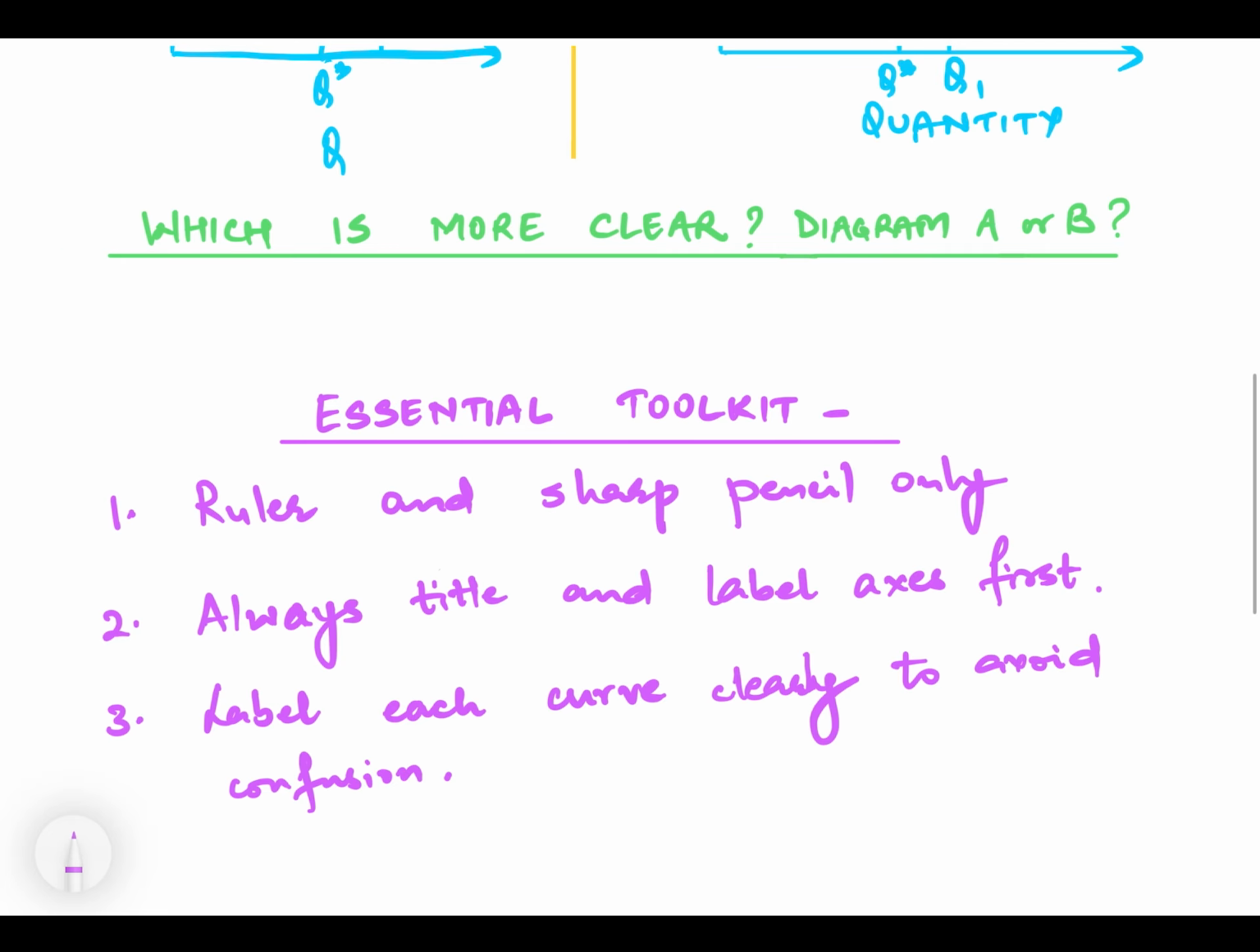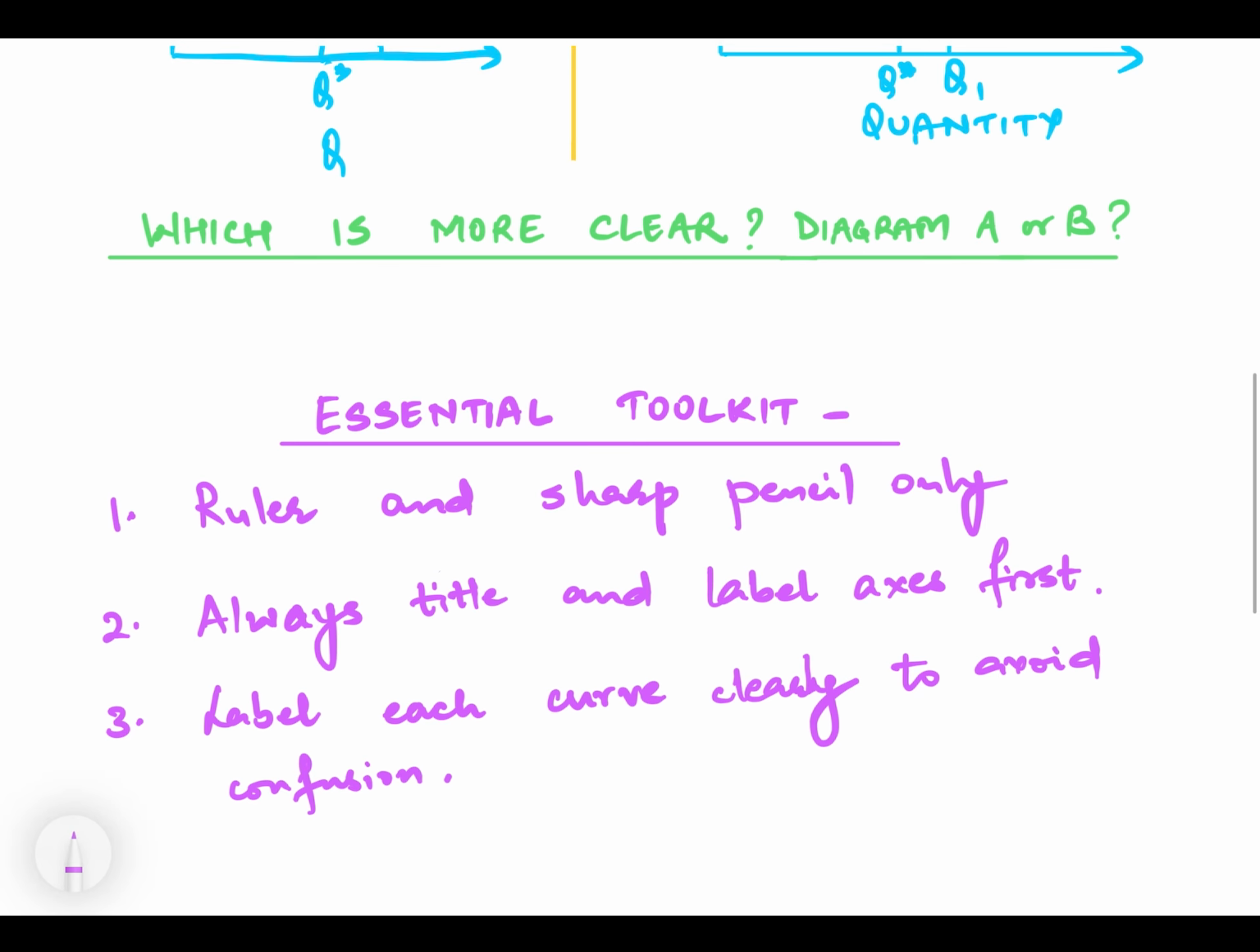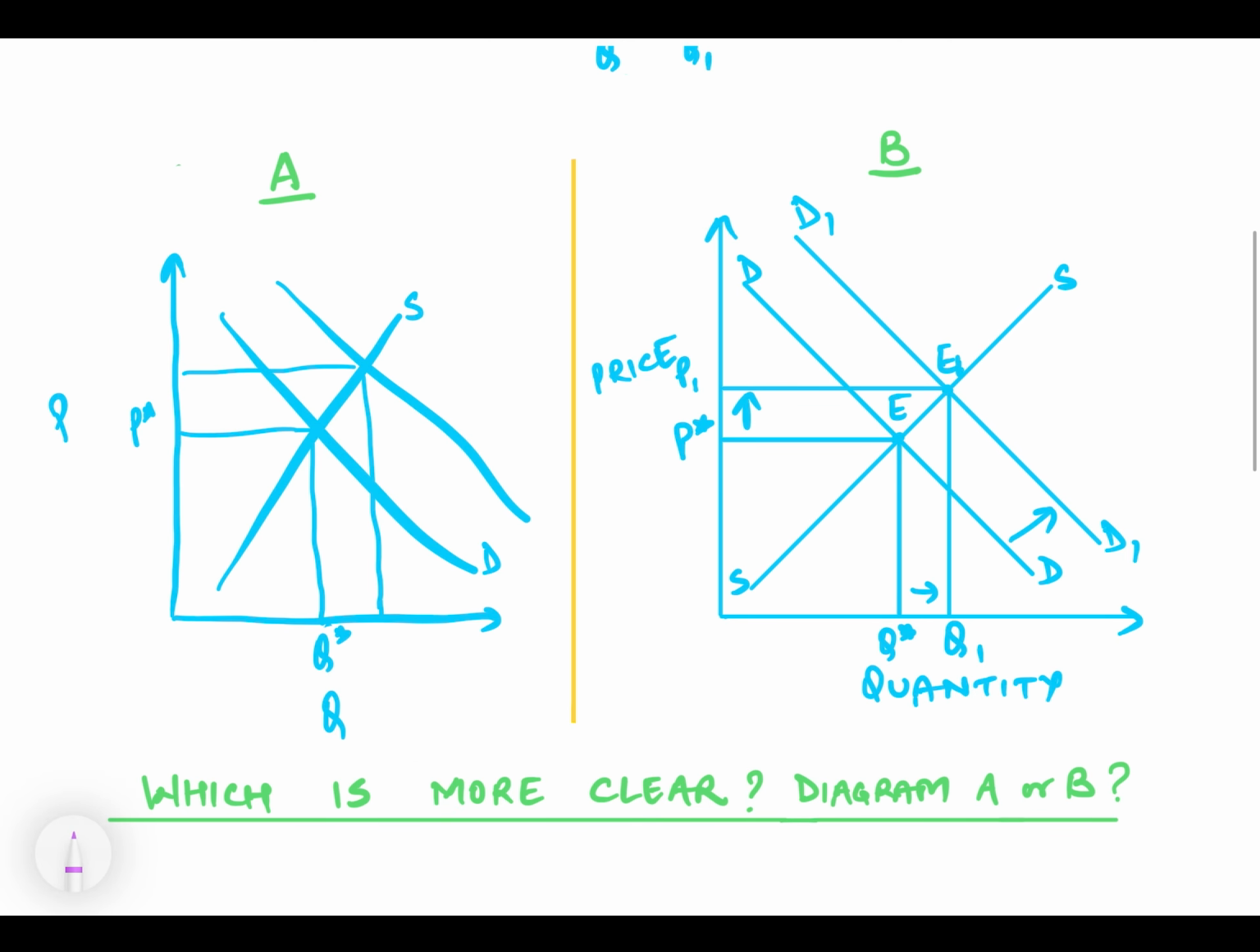Next, you should always title your diagram and label the axis first so you never forget. For example, for this diagram, we can put the title as "Diagram for increase in demand." And you should always label your axis. And if you are adding more than one curve, label each curve clearly to avoid confusion. Like here we have D and here we have D1.